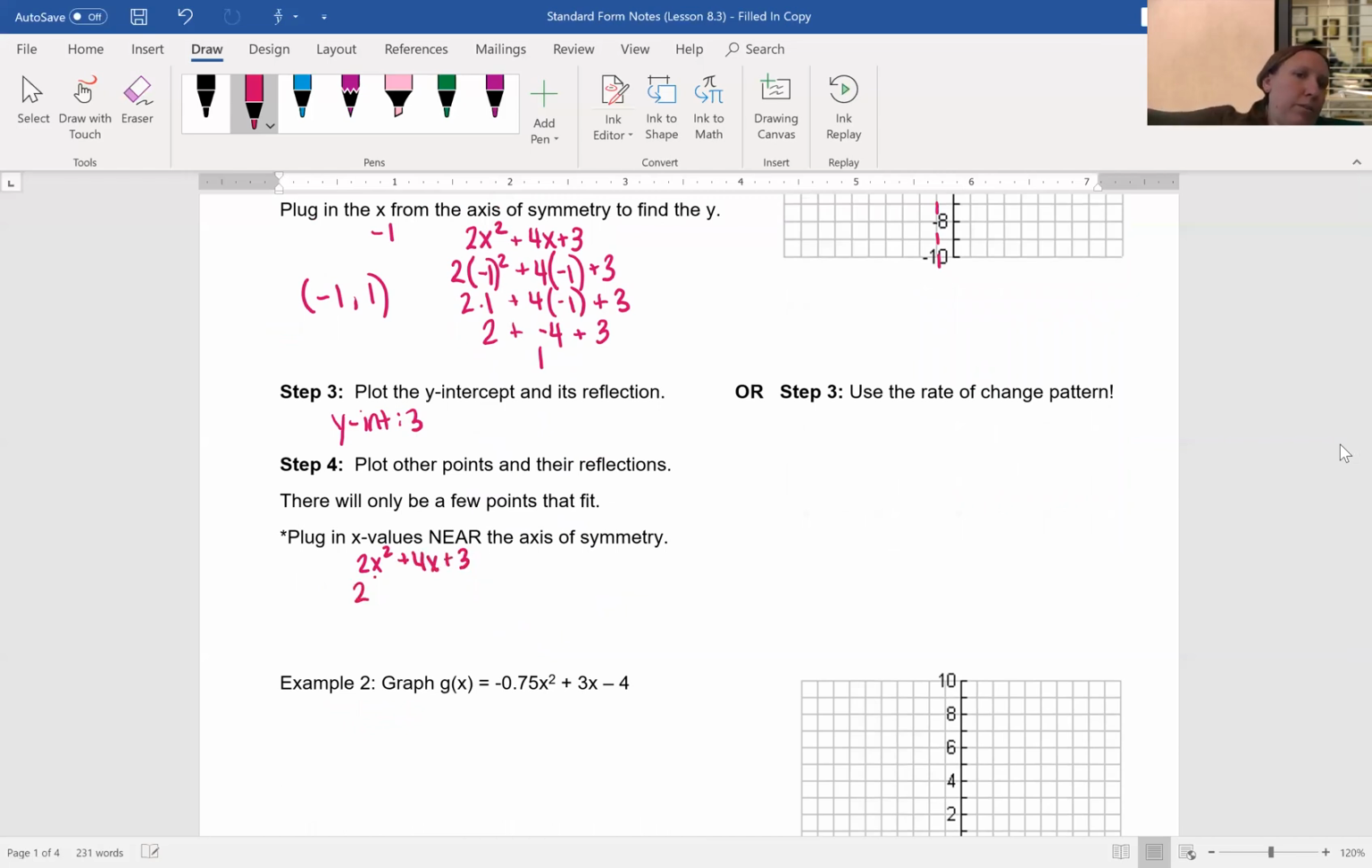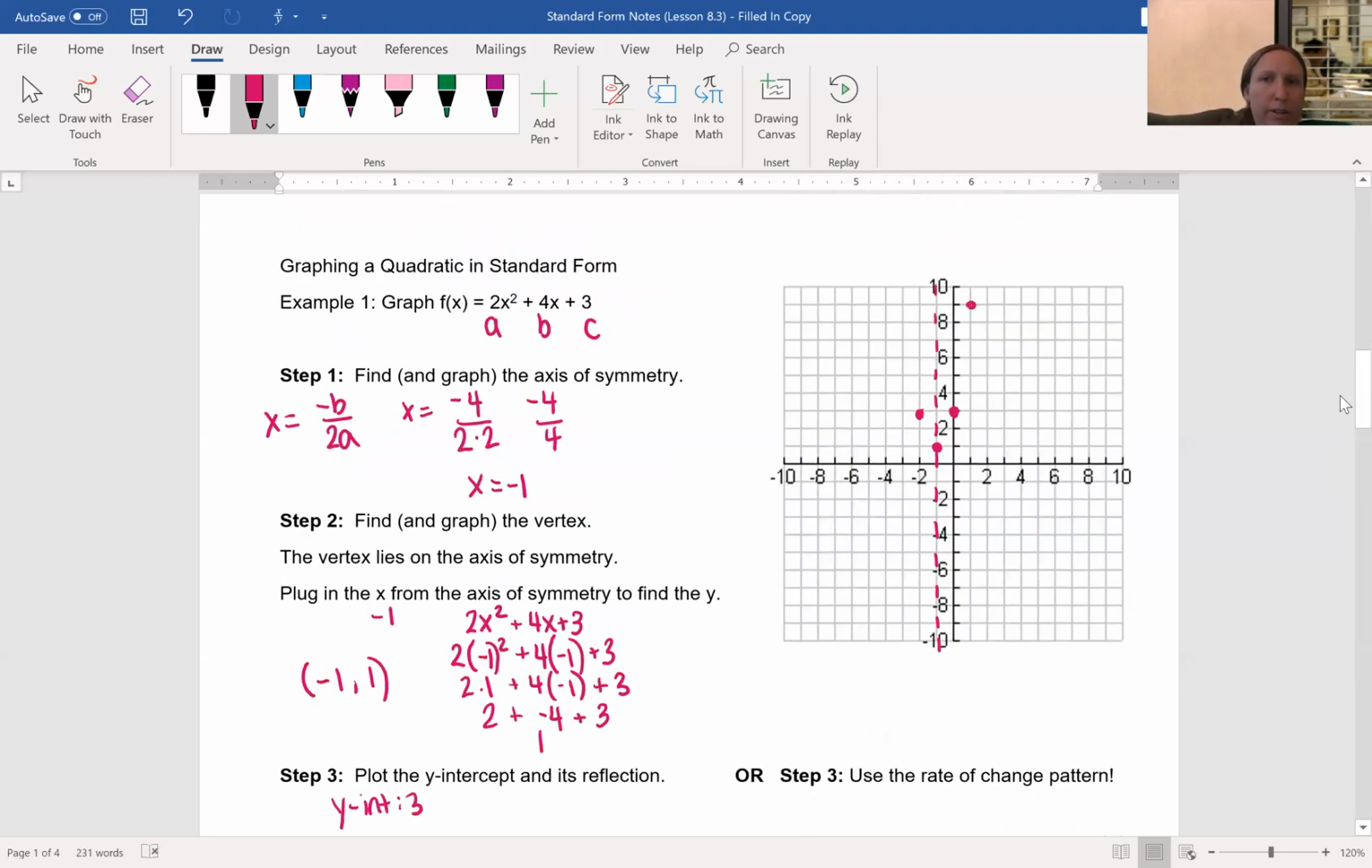Okay, the nice thing about plugging 1 in, and I'll show you in a second, 1 squared is just 1. Anything times 1 is itself. You can almost just ignore the x's because you're just going to end up with ones there. So really it's just going to be 2 plus 4 plus 3, which is 9. So when x is 1, y is 9. So I have another point that I can plug into my graph.